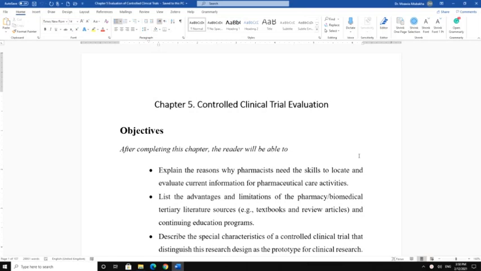Now, when I talk about evaluation of controlled clinical trial, I'm talking here about published literature and a type of primary literature in which there is a controlled clinical trial. Controlled means there is the control group, in addition to the investigational group or interventional group. When I say clinical trial, it means we are talking about trials or studies that are done on human, using human subjects.